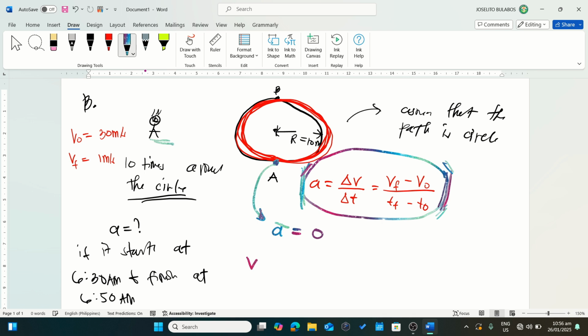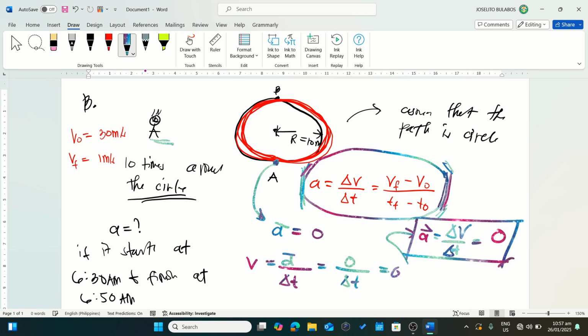Now, if the displacement of the boy is 0, meaning that the velocity is actually equal to 0. If the velocity is 0, the change in velocity over the change in time must also be 0. Okay, so the answer to this problem is 0. There is no acceleration considering that there is no velocity.